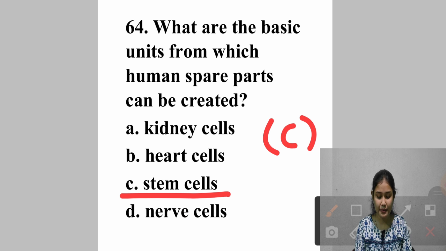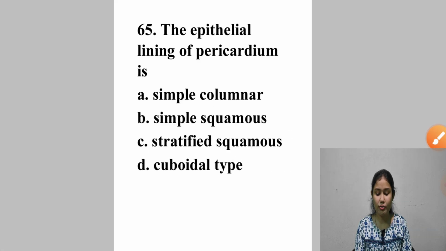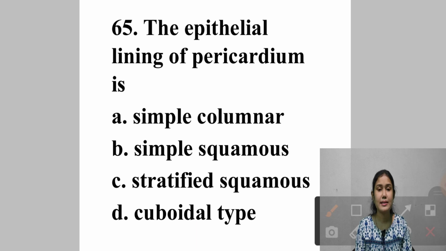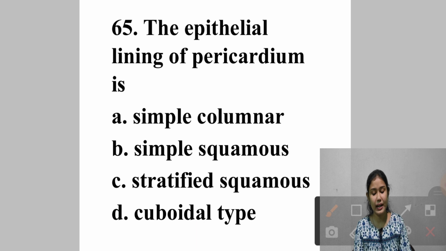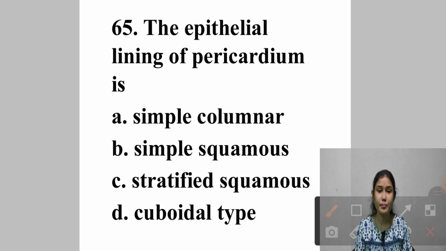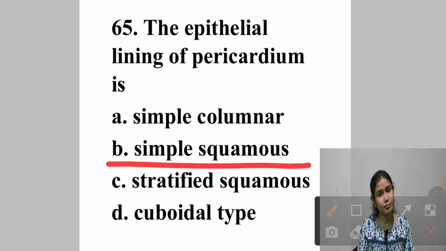Come to question number 65. The epithelial lining of pericardium is A, simple columnar, B, simple squamous, C, stratified squamous, D, cuboidal. Okay, सो पेरिकार्डियम का एपिथेलियल लाइनिंग पूछा है, कौन सा है? दैट इज सिंपल स्क्वैमस. ओके, तो हमारा टिश्यू चैप्टर का हमारा वीडियोस है, तो जाइए और टिश्यू चैप्टर के टिश्यू के बारे में वेरियस टिश्यू, देयर स्ट्रक्चर, क्लासिफिकेशन एज वेल एज फंक्शन, लोकेशन सब बताया गया है. गो देयर एंड चेक आउट.